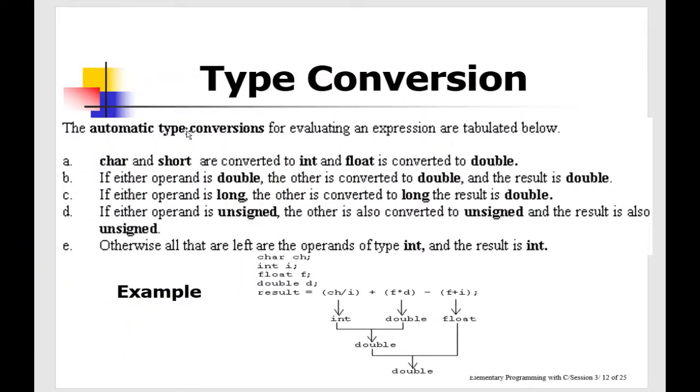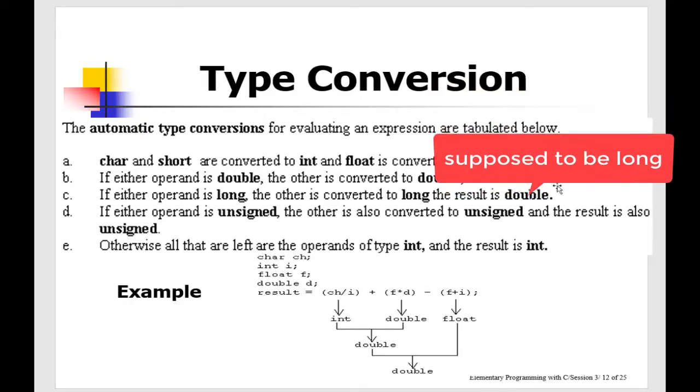The rules used in automatic type conversions in an expression are given below. So the first one is char and short are converted to int and float is converted to double. Notice what is happening is that the smaller data types are being converted to the larger data types. B, if either operand is double, the other is converted to double and the result is double. Then C, if either operand is long, the other is converted to long and the result is long.